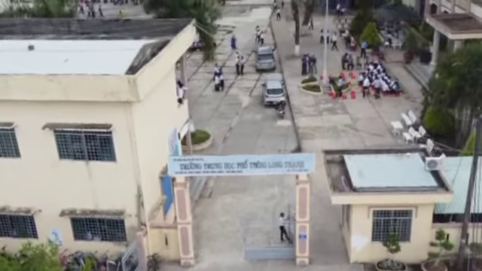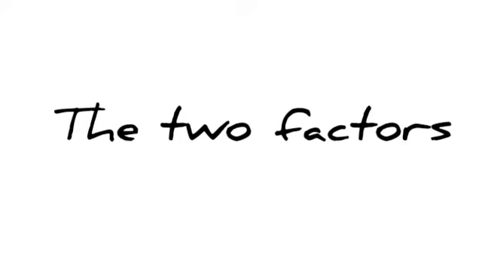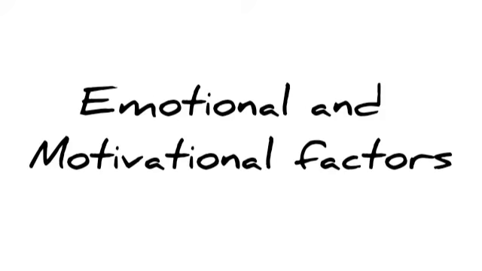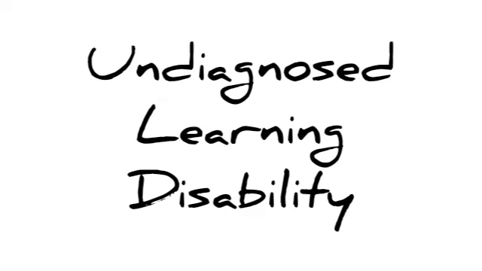Now let's take a look at what is called the two factors. These are basically the two factors that contribute to students' underachievement. The first one is emotional and motivational factors, while the second one is learning sources and learning resources. Emotional and motivational factors refer to the student's motivation to achieve and the student's emotions. Factors concerned with learning sources and learning resources refer to the kind of teacher the student has, parental influence, learning resources that are used, and even undiagnosed learning disability.